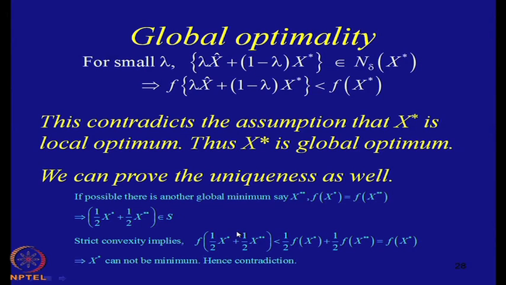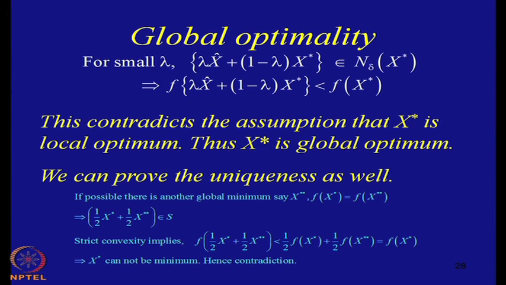We should not have any other point where the functional value is lesser than that. That is why whatever we have assumed, that we are having another global minima with x double star, that assumption was wrong. That is why we can conclude that we cannot have more than one x star when the function is strictly convex.